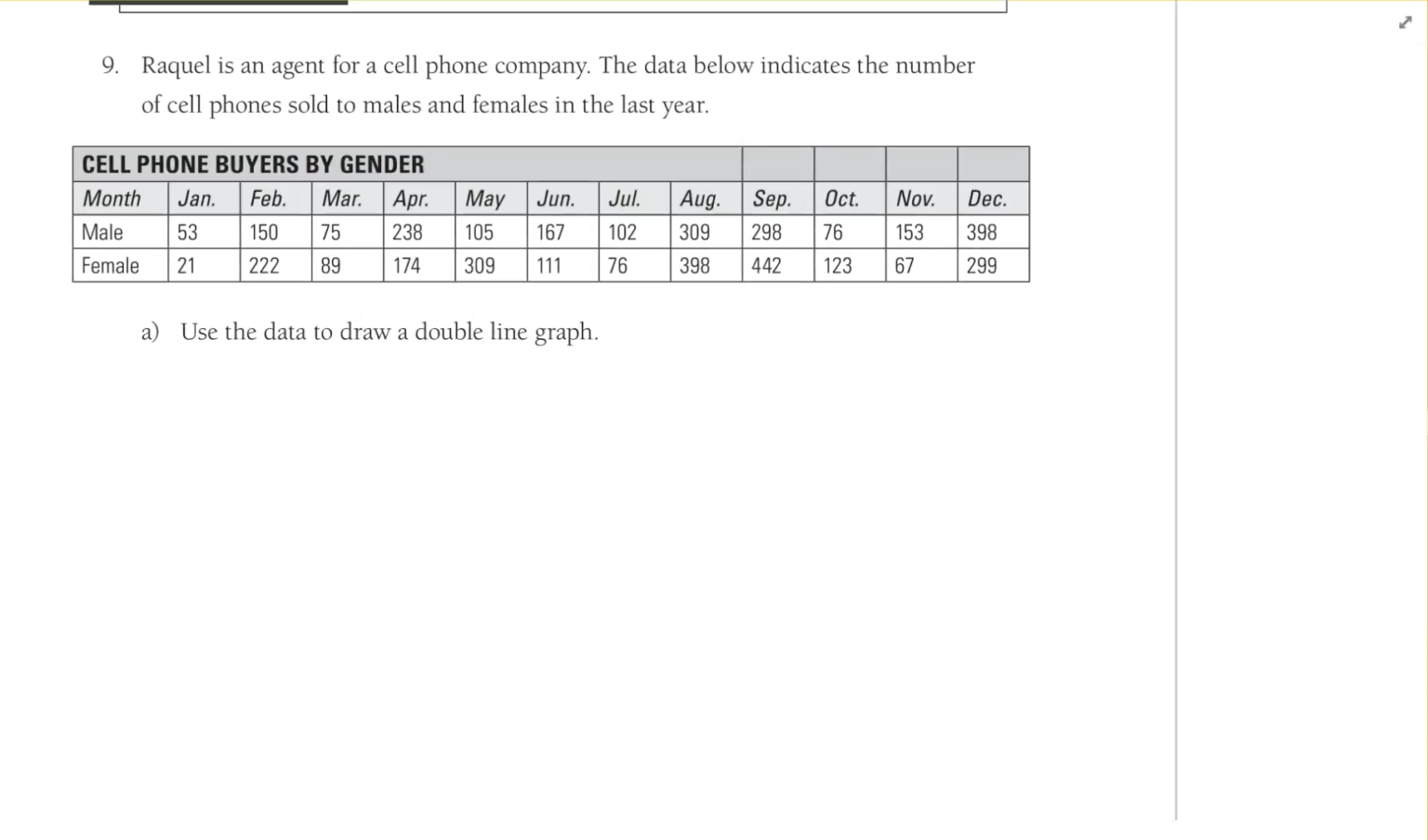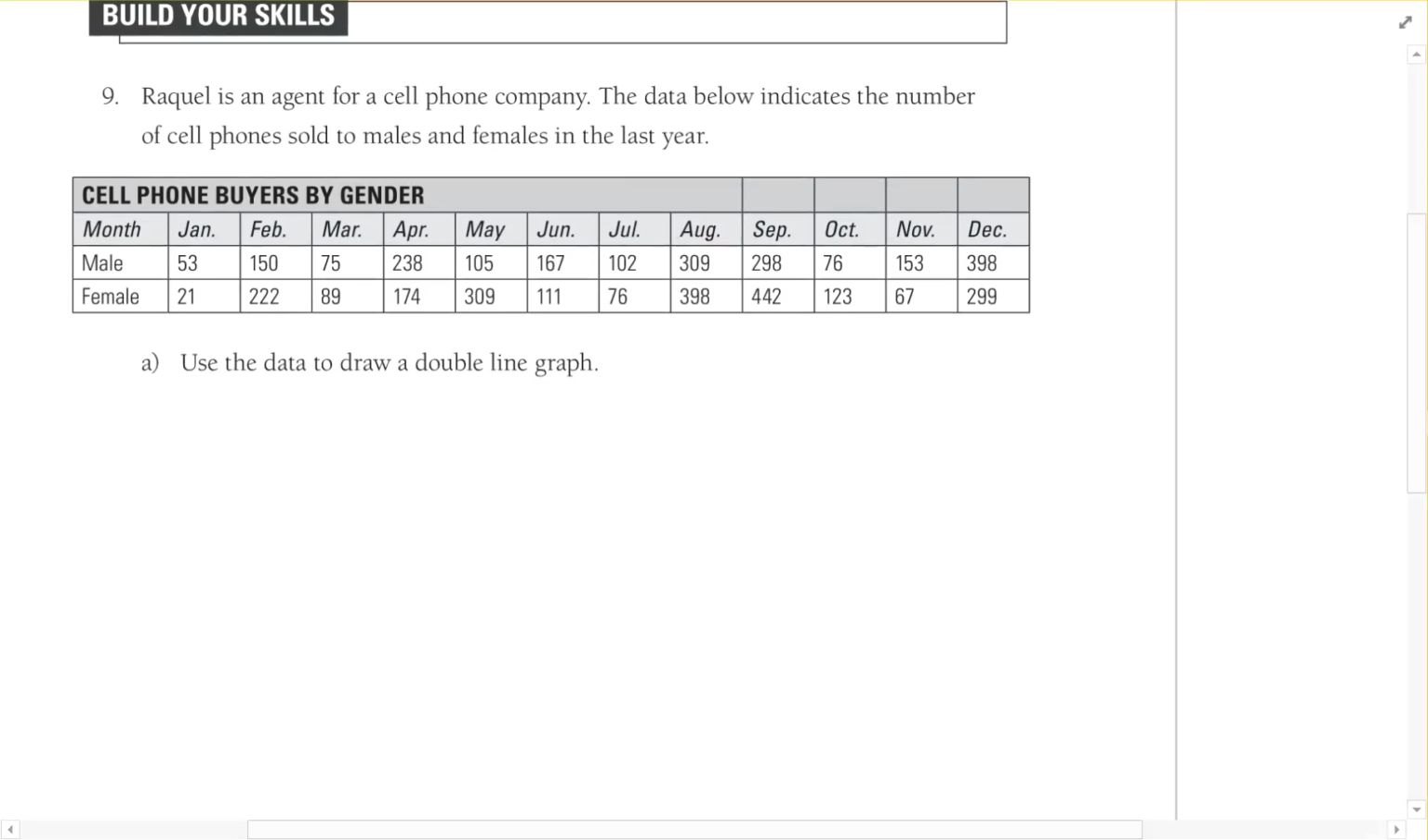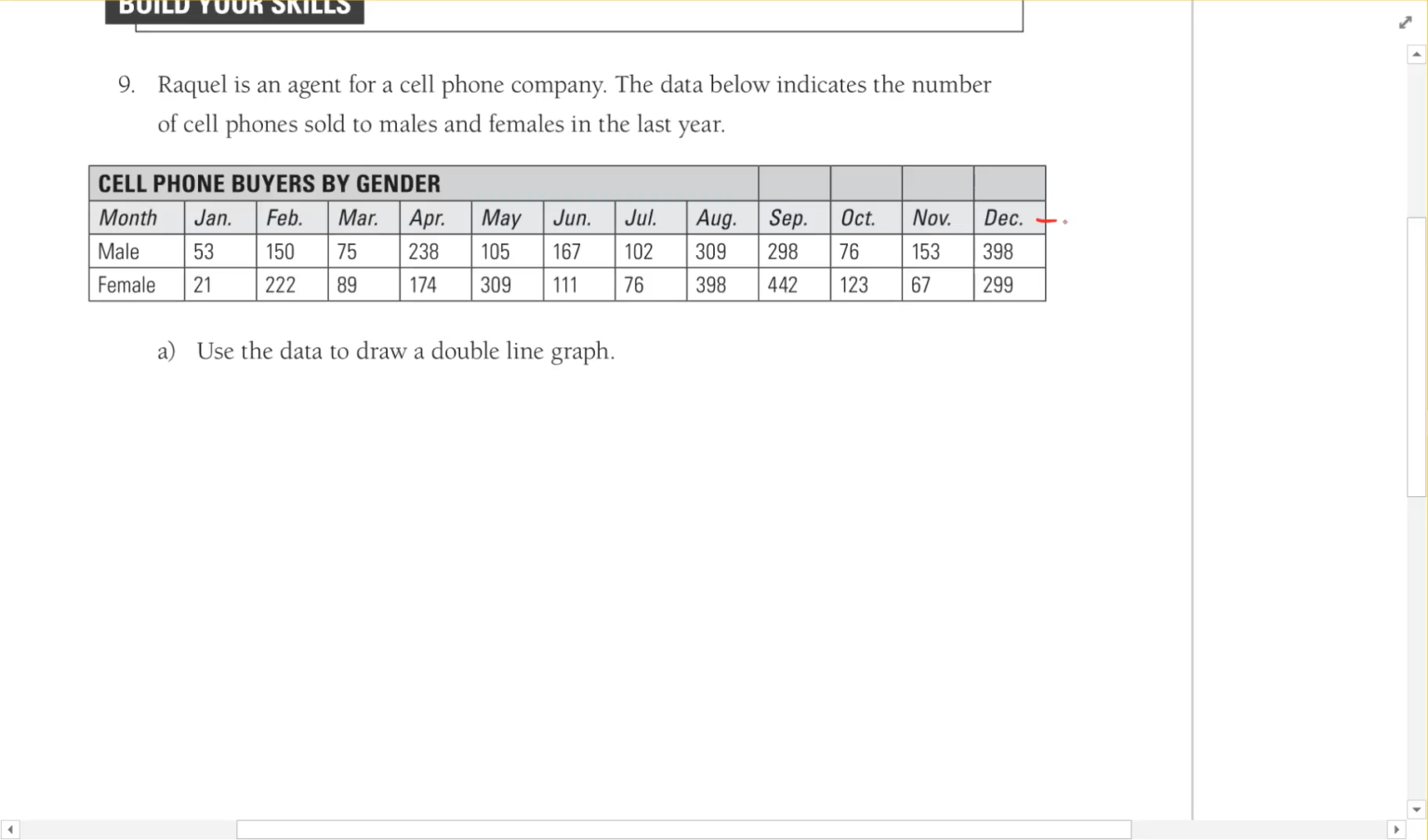Okay, so a new skill here now is pretty much just drawing two graphs on the same graph, is all it is. So you can tell this time we've got 3 bits of data. We've got the month that's going to be across the bottom like it has been on all the other ones. But then we've got male and female. So here, I'll just read the question for you. It says Rachel is an agent for a cell phone company. The data below indicates the number of cell phones sold to males and females in the last year.